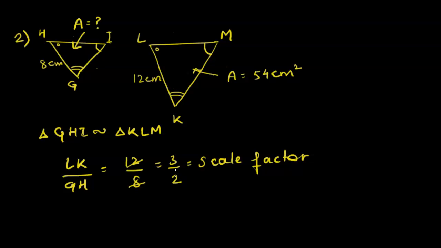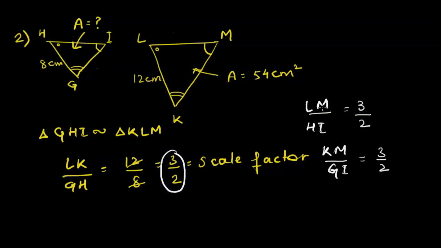What does that mean? This means that if LK over GH scale factor is 3 over 2, similarly LM over HI will also have a scale factor of 3 over 2, and KM over GI will also have a scale factor of 3 over 2. So these are the corresponding sides, KM over GI and LM over HI. So all of these side lengths will have a scale factor of 3 over 2. And for the areas of the triangles, because here we got the bigger triangle side length as a numerator over smaller triangle side length as a denominator, here also bigger triangle over smaller triangle, bigger over smaller.